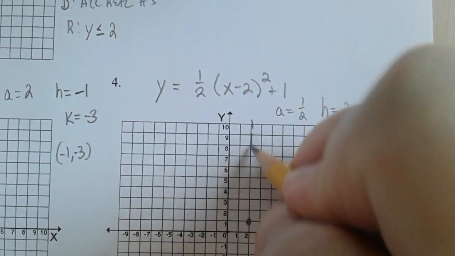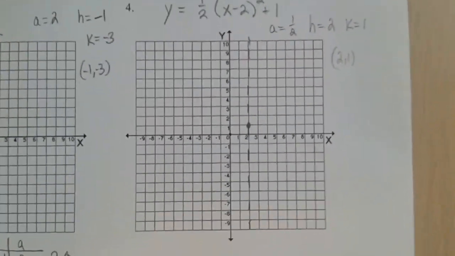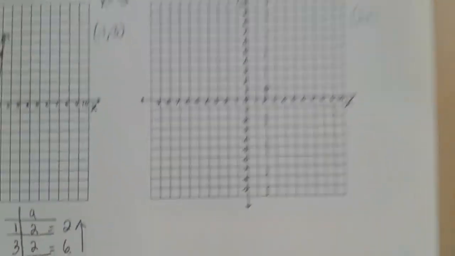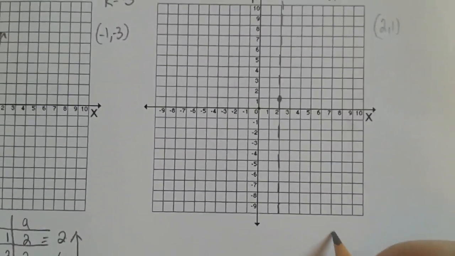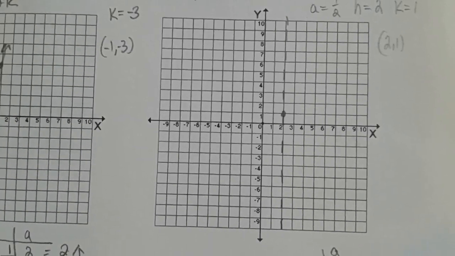Plot our vertex. Draw on the axis of symmetry. Okay, so I'm going to write the a value down below here. So we've got 1 and 3. The a value is 1/2.